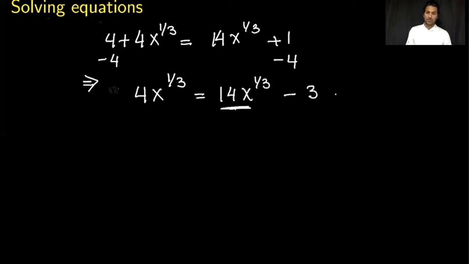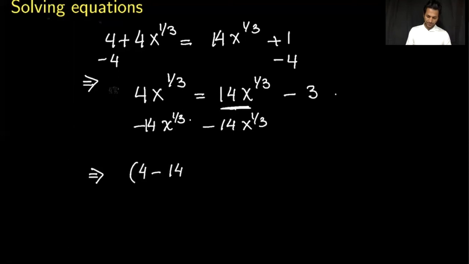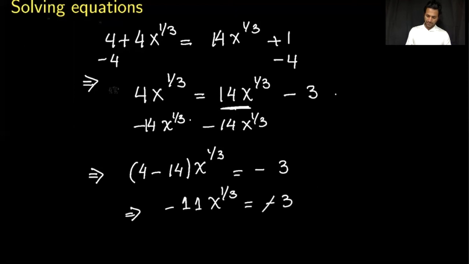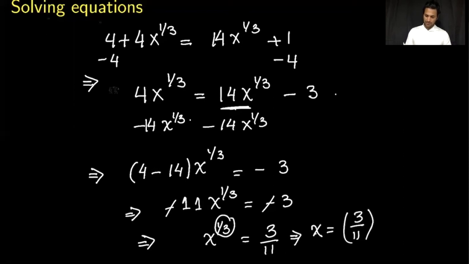Now I would like to move that term also to the left hand side. So I will add 14x to the power 1/3 on both sides. As you can see, when you have the same exponent, you can add the coefficients. So 4 minus 14, x to the power 1/3, is equal to -3. So this gives you -11 x to the power 1/3, and this gives you -3. So the negative sign can cancel out from both sides, therefore x to the power 1/3 will be 3 divided by 11. Now you want to move this power to the other side. So x will be, when you move that power to the other side, it reciprocates. The reciprocal of 1/3 is just 3. So this will be the value of your expression x in this situation.